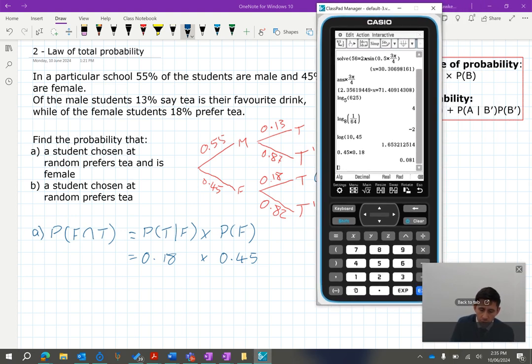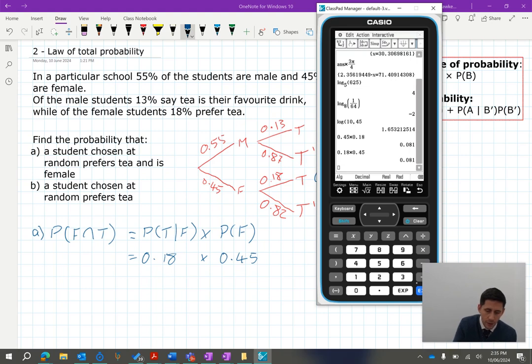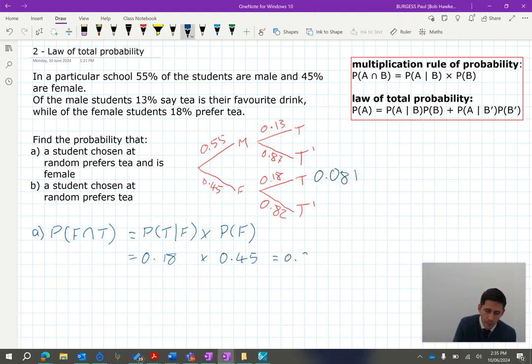So you've got 0.18 times 0.45, and we arrive at 0.081 still. So that's the multiplication rule of probability that we would have been doing in class last lesson.